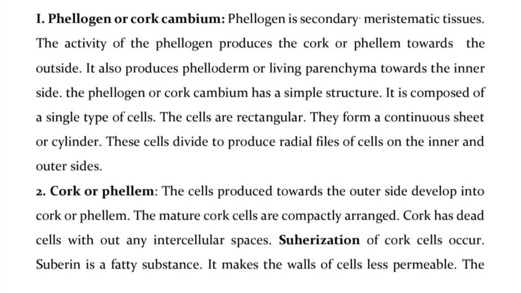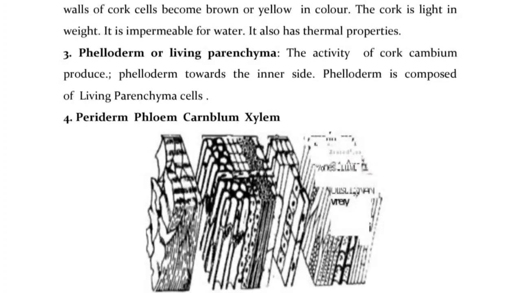Suberization of cork cells occurs. Suberin is a fatty substance. It makes the walls of cells less permeable. Walls of cork cells become brown or yellow in color. The cork is light in weight. It is impermeable to water. It also has thermal properties. Point 3. Phelloderm or living parenchyma. The activity of cork cambium produces phelloderm towards the inner side. Phelloderm is composed of living parenchyma cells.